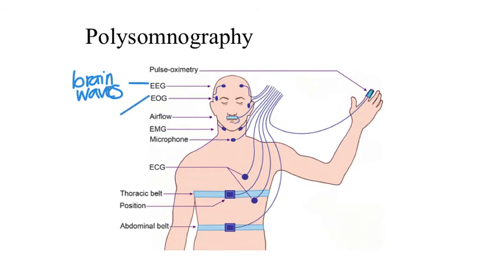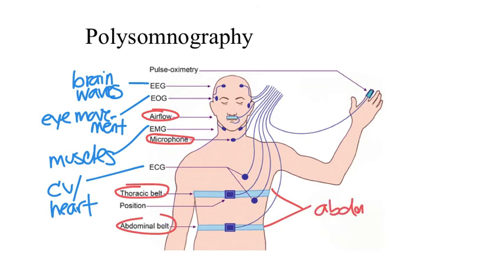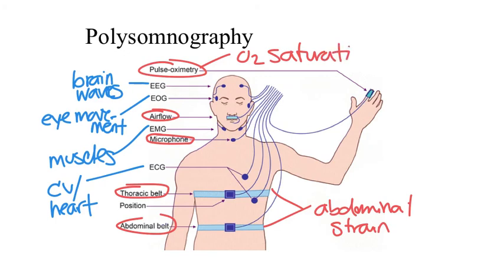There will be electrodes attached to the brain to measure brain waves in electroencephalography or EEG. Eye movements can be monitored using electrooculography or EOG. Muscle movements are recorded using electromyography or EMG, and heart and cardiovascular function is evaluated using electrocardiography or ECG. There may also be a microphone to record sounds, a way to record nasal airflow, a thoracic and abdominal belt to measure breathing and resistance to breathing, and a pulse oximeter to measure oxygen saturation.